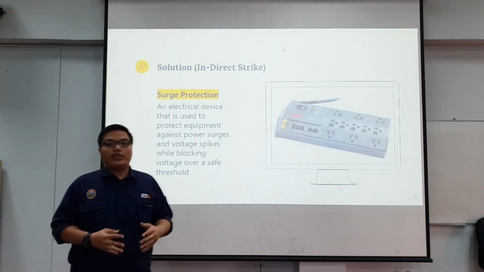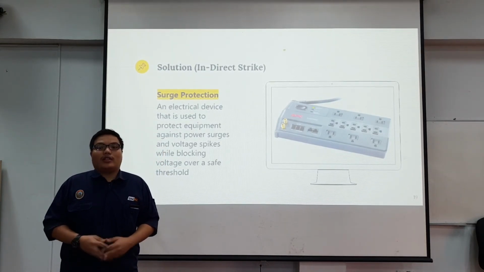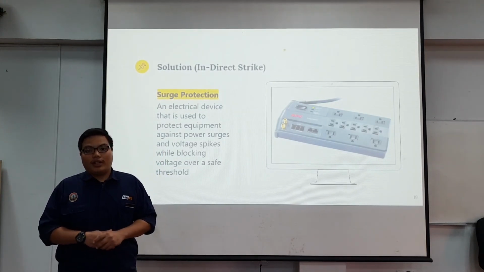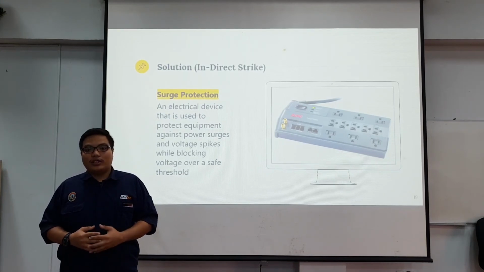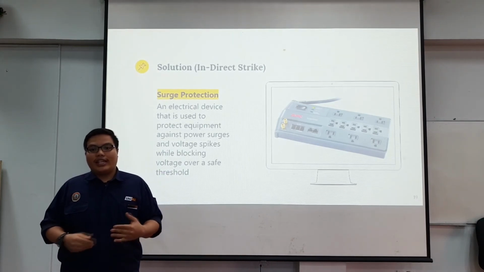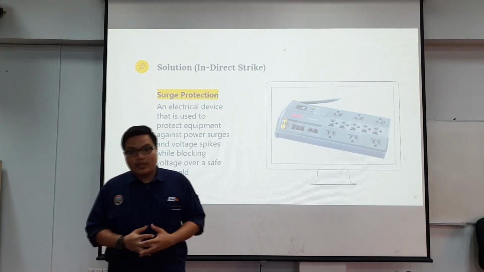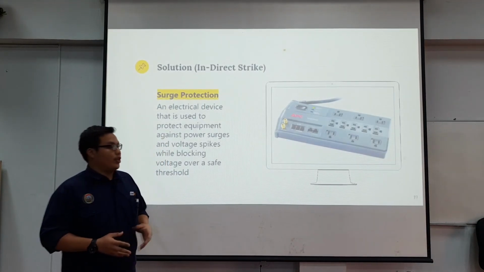We'll move to the solution for the indirect strikes. The solution is to use a surge protection device. It is an electrical device that is used to protect the equipment against the power surges and voltage spikes while blocking voltage over safe threshold.